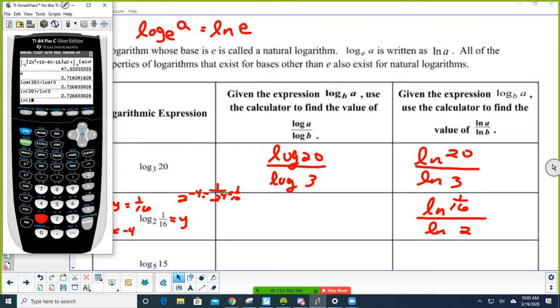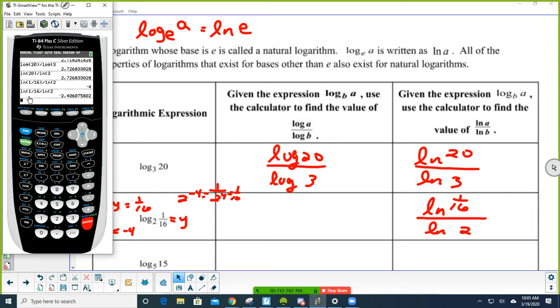Ln of 1 divided by 16, or else I could use my alpha key, divided by the ln of 2. I better get negative 4. And I do. Let me show you real quick what happens, and I might make a liar out of myself. We'll see. Let's say I didn't close my parenthesis, and let's just say I put divided by the ln of 2, which technically is what I'm doing. See how it messes it up? So you have to have that little parenthesis in right there.